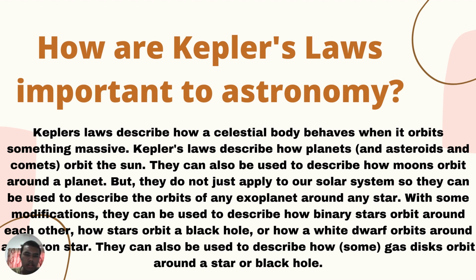But they do not just apply to our solar system, so they can be used to describe the orbit of any exoplanet around any star. With some modification, they can be used to describe how binary stars orbit around each other, how stars orbit a black hole, or how a white dwarf orbits around a neutron star. They can also be used to describe how gas disks orbit around a star or black hole.